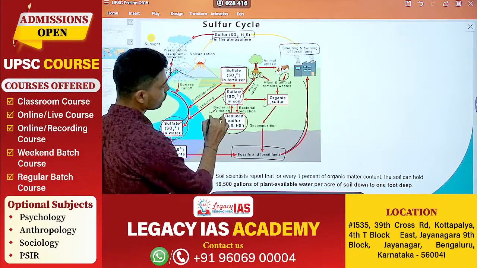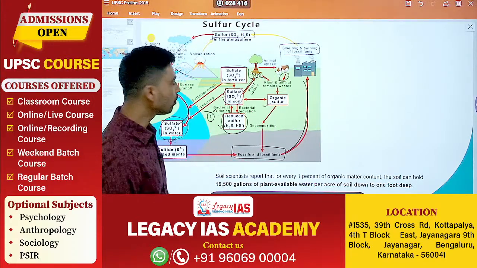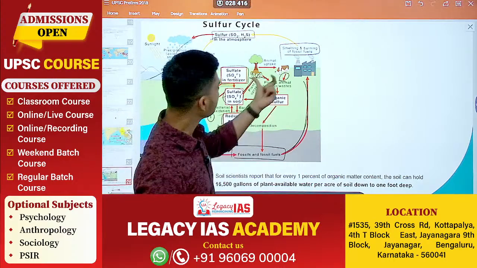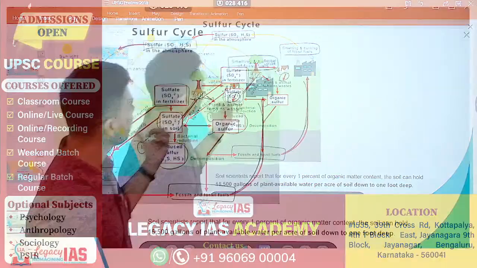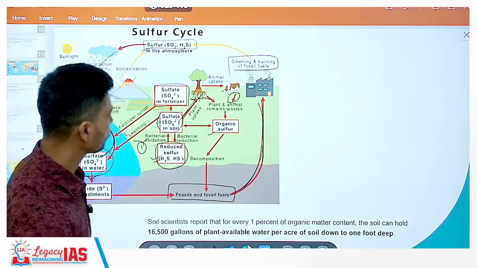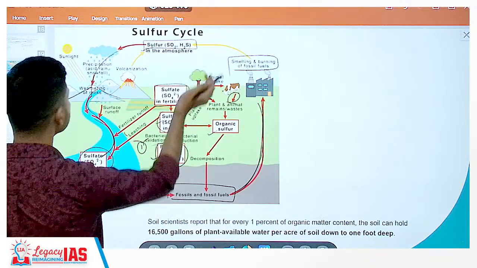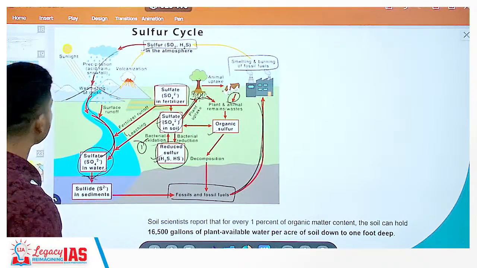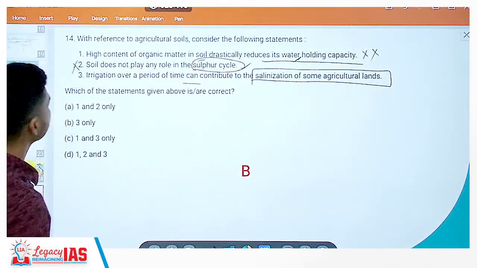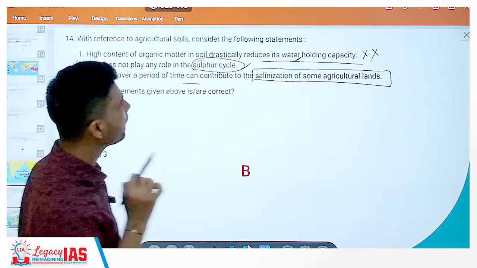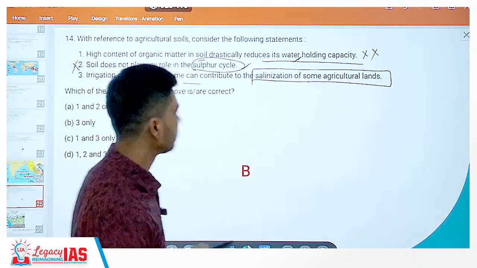So, first, the soil provides the possibility of bacterial oxidation and reduction of sulfur, and second, soil provides the ability for the plant to take up the sulfur from the soil layer itself. So, that is how we can simply understand the sulfur cycle. That means the second statement that is given here is incorrect. Soil plays an important role in the sulfur cycle.